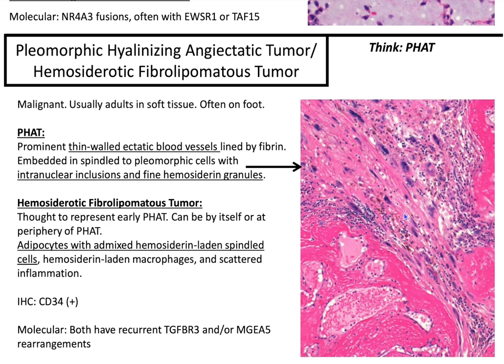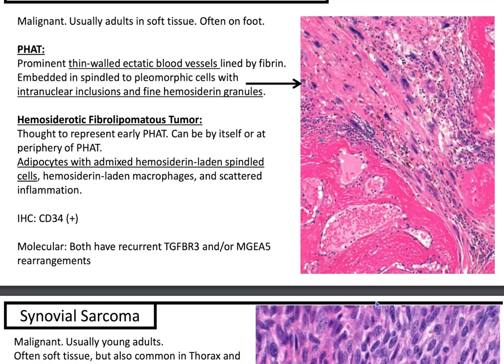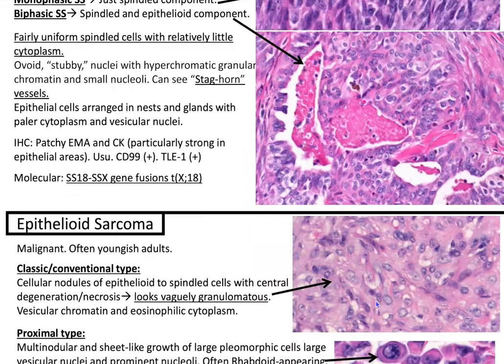And then hemosiderotic fibrolipomatous tumor is thought to represent early PHAT. It can occur by itself or at the periphery of PHAT. And histologically, you'll see adipocytes with admixed hemosiderin-laden spindle cells, hemosiderin-laden macrophages, and scattered inflammation. And it will be CD34 positive. And both have recurrent TGFBR3 and/or MGEA5 rearrangements.